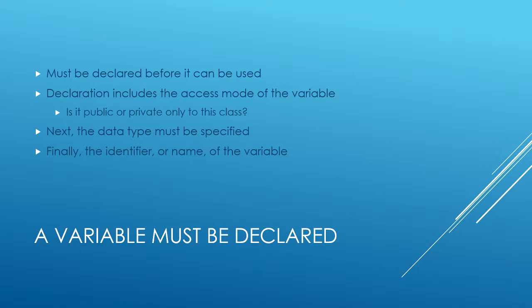So when we're working with variables, those variables have to be declared. And in Java, they have to be declared before they can be used. The declaration can include the access mode of the variable. This is going to say either public or private, and it determines whether this variable will be usable by another external class. After we specify the access mode, we have to specify the data type of the variable. Then finally, we specify the identifier or name of the variable.